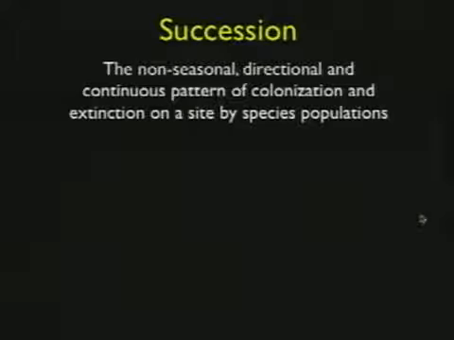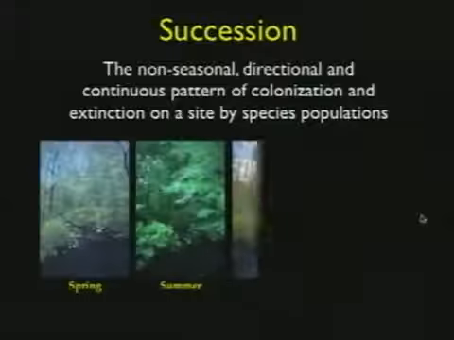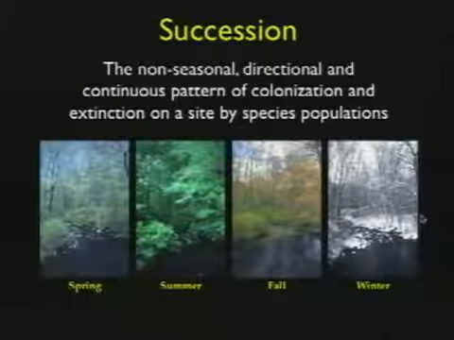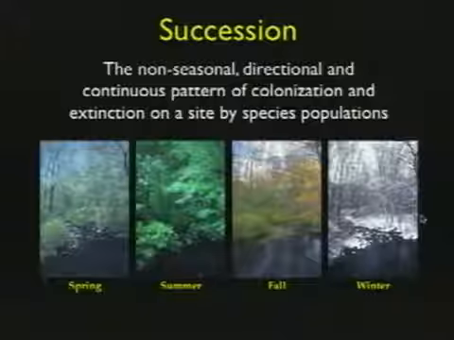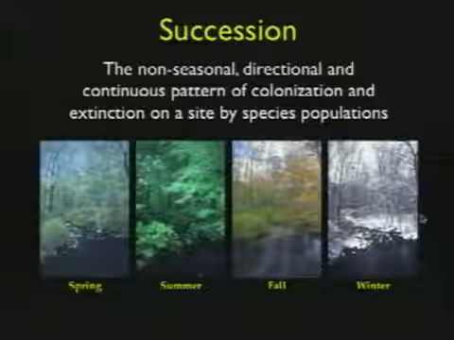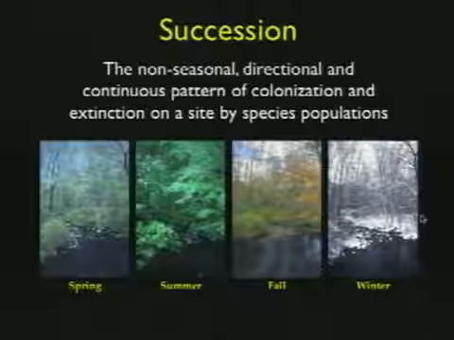Okay, so succession. Let's define it in this way. The non-seasonal, directional, and continuous pattern of colonization and extinction on a site by species populations. So non-seasonal, not related to the seasons. Directional and continuous. So this is the turning of the seasons, right? We do not mean succession when we think about this type of cycling from spring to summer to fall to winter. These are seasonal changes. With succession, we're thinking about something else.